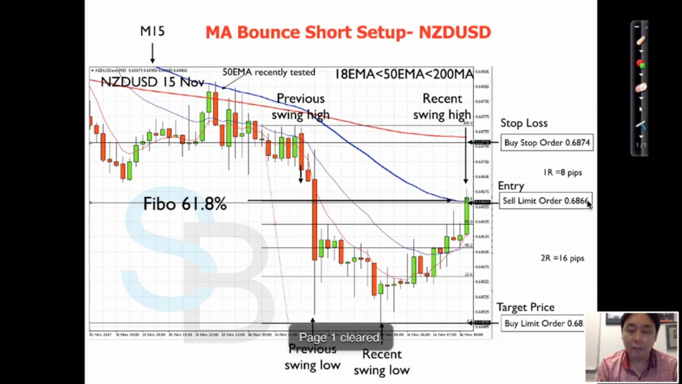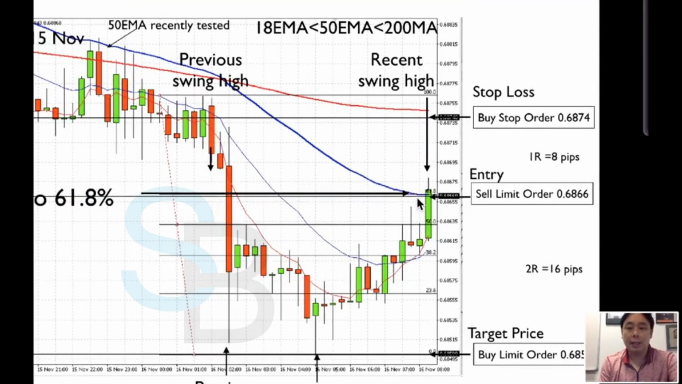So once we are confident of that, we place our sell limit order at 6866, ready to be triggered. So as the price is going up, we place our sell limit order over there. We place our stop loss at least 8 pips above the entry price. In this case, it'll be 6874. Okay. Again, ideally, you want the stop loss to be above the previous swing high. It is not. It is below, but it is still valid.